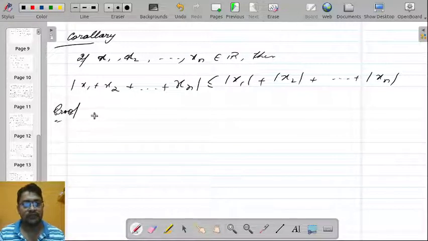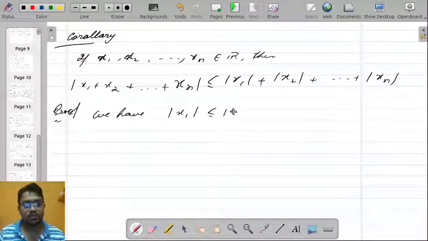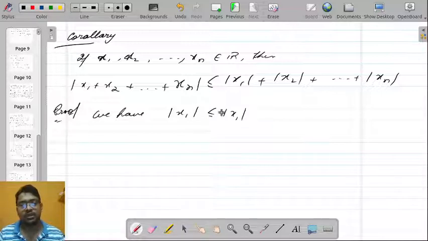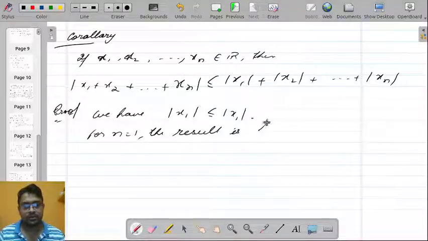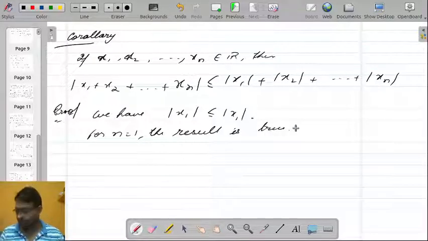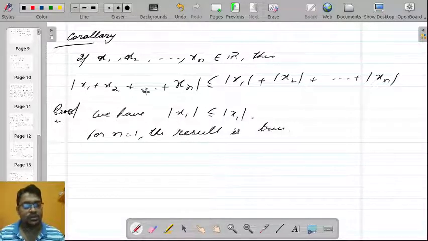So we have mod of x1 is less than or equal to mod of x1. This is always true, right? Because mod of x1 is actually equal to x1, so less than or equal to x1 is also true. So for n equal to 1, the result holds and is true. For n equal to 2 also it's true by the triangle inequality.